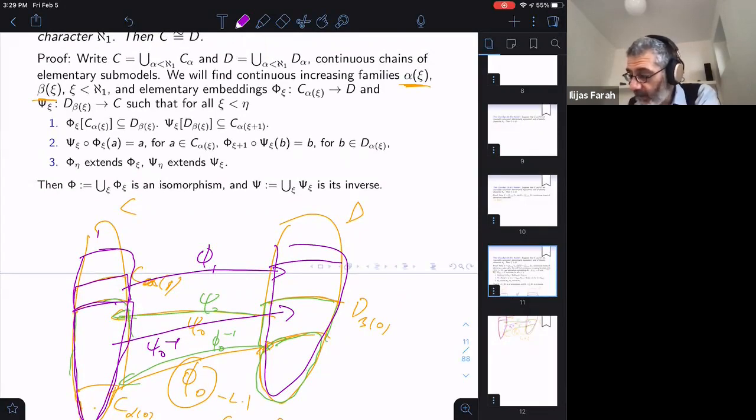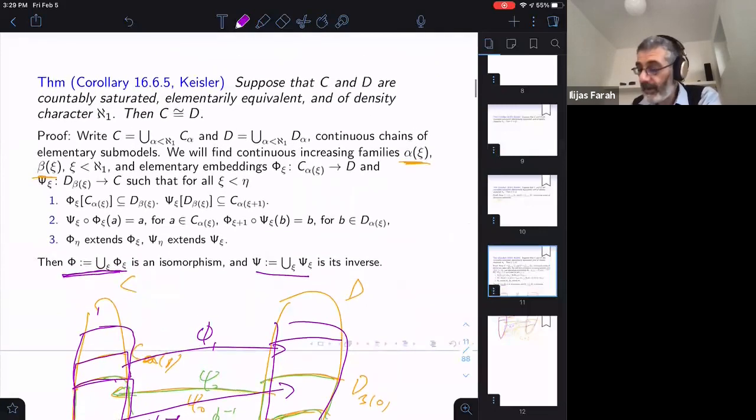And here is what is described, all of these extensions. And then at the end of the day, once you construct all this, the union of the phis is an isomorphism and the union of the psis is the inverse of that isomorphism, right? Witnessing that it is an isomorphism. So this is Keisler's theorem. Now, one remark here: the continuum hypothesis is not mentioned in the proof.